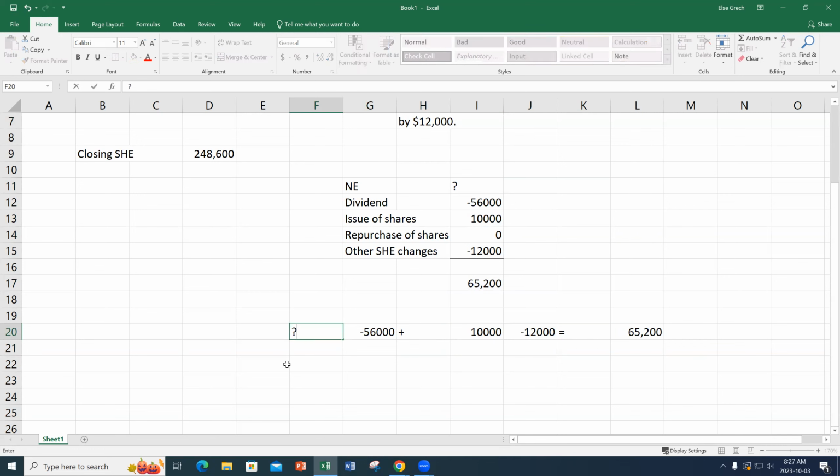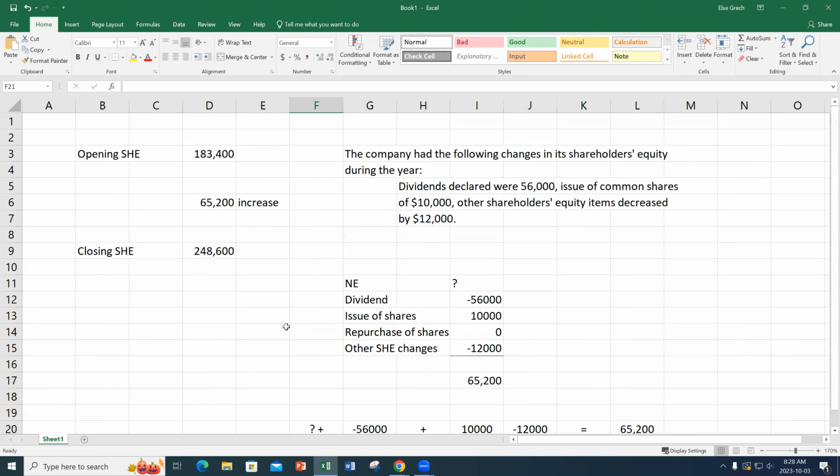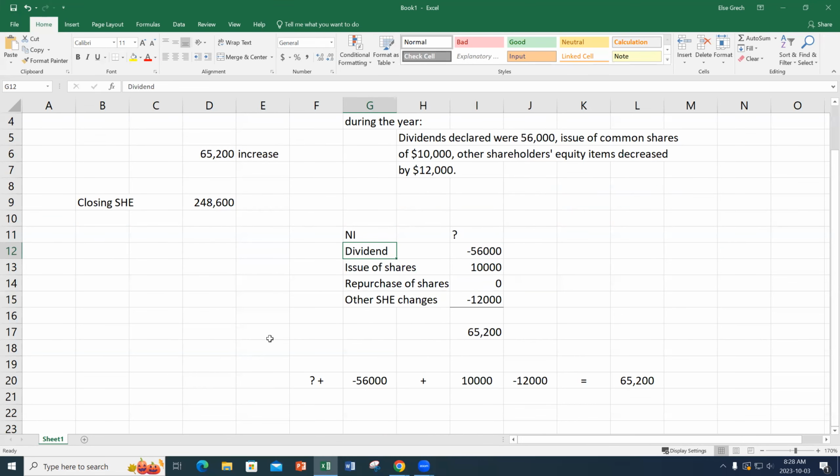The only thing I'm missing here is my question mark. So I'm going to put question mark plus. And all I have to do is solve for the question mark. This is a very basic, solve an unknown number. And so that's what it's asking you to do. And the reason it's asking you backwards is to make sure that you understand that these are the only things that change shareholders' equity. And if I have the outcome of all of these things and I give you all of this, you should be able to calculate net income. Oh, I said net earnings, net income, net earnings, doesn't make any difference, net income. There we go. All right, so that's what the question is asking you to do.